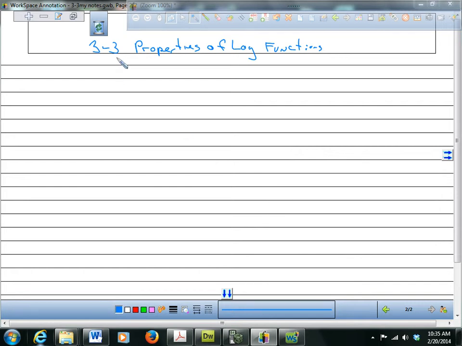This section is about properties of log functions and using some of those properties to solve problems involving logs and logarithmic equations, which is the next section.